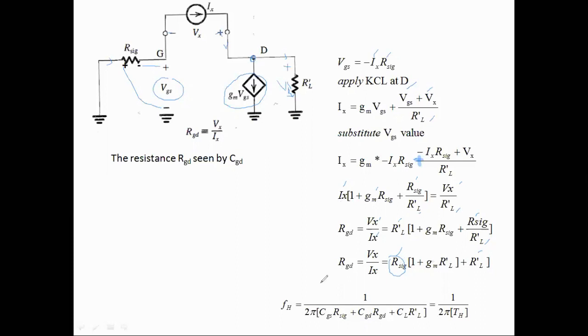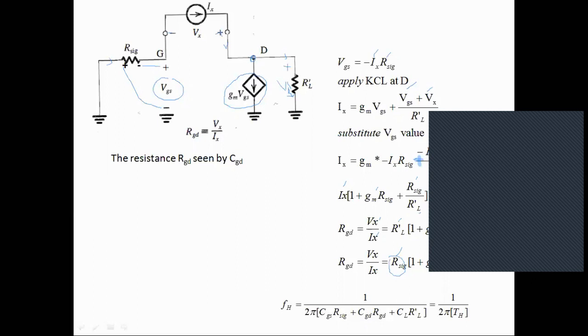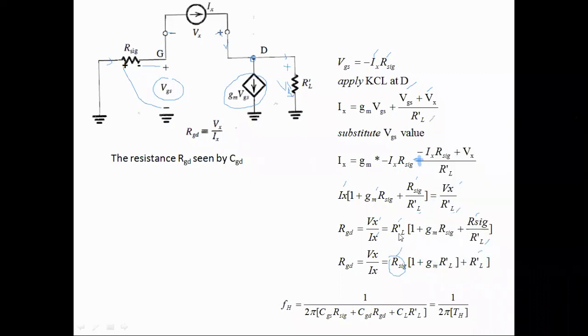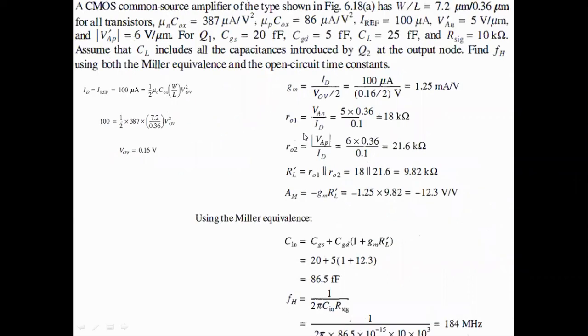Now fH equals 1 over 2 pi, times CGS into Rsig, plus CL into RL dash, plus CGD into RGD. Finally, substitute all the resistances and we get this expression. This is the higher cutoff frequency due to the open circuit time constant.